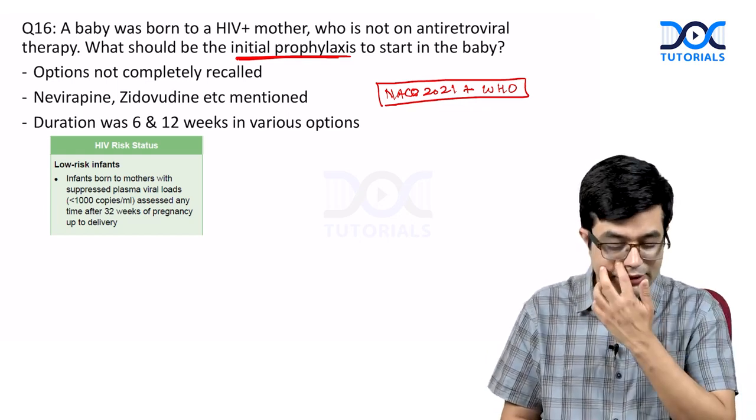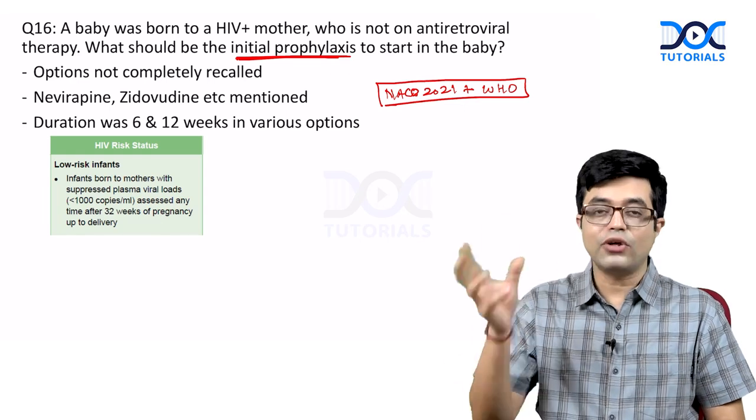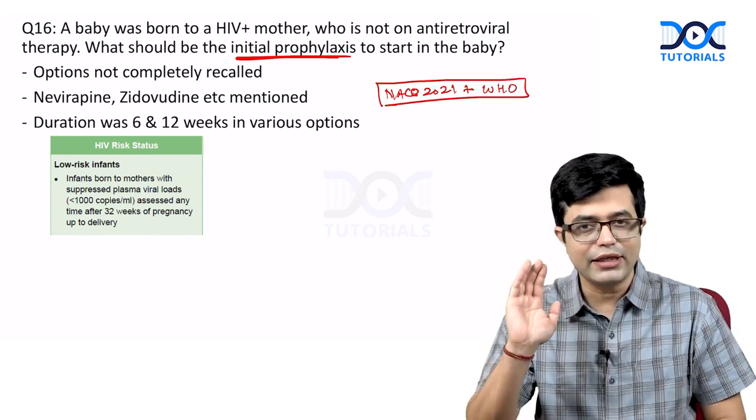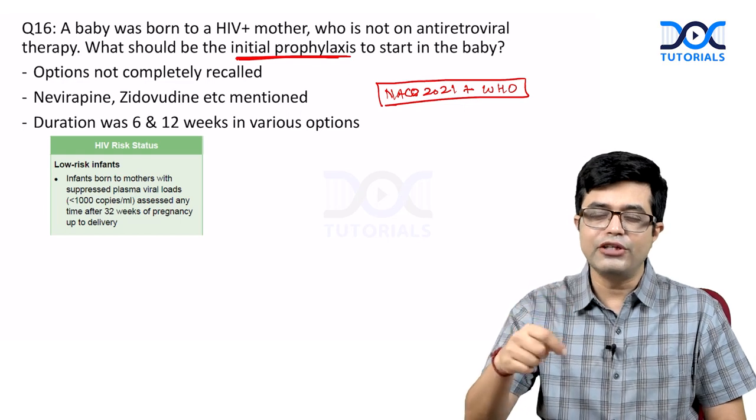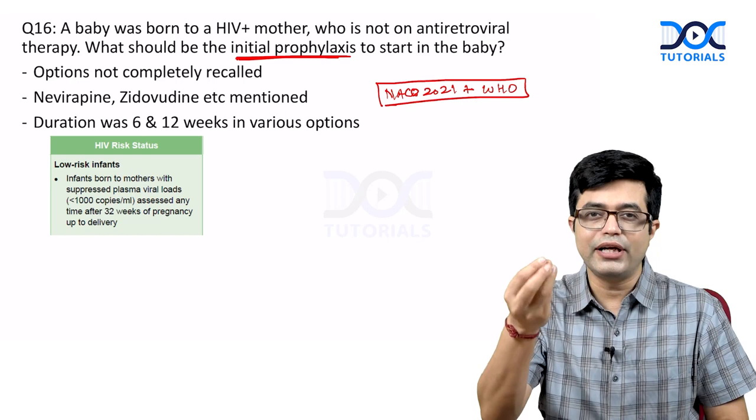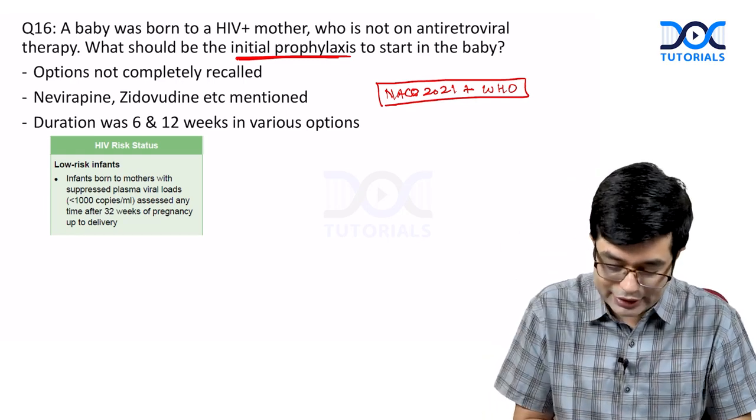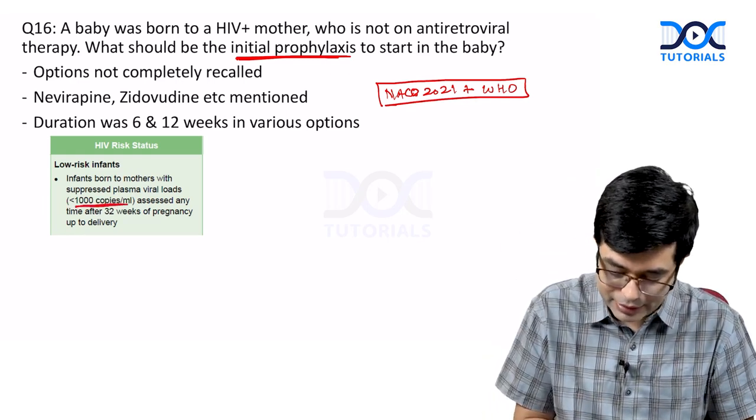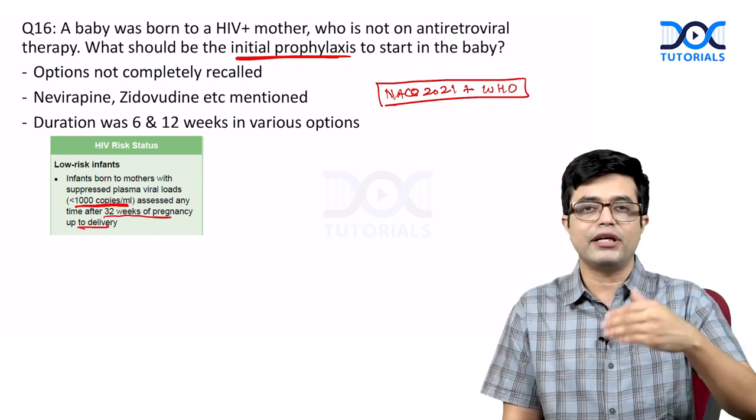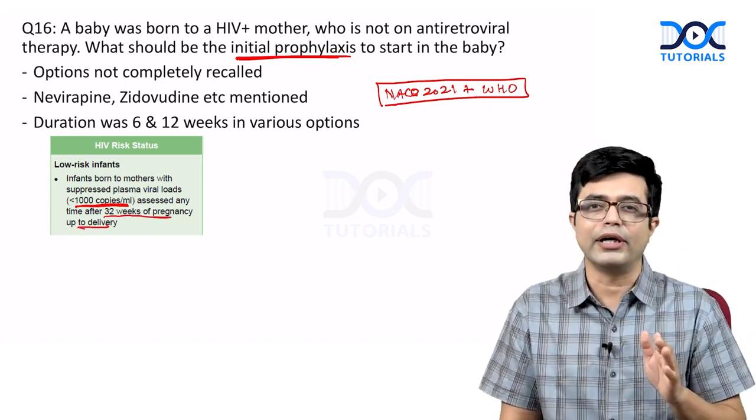In case the infant is born to a mother who is on antiretroviral therapy. So the mother is taking the antiretroviral agent, and at 32 weeks, when you checked the viral load, is the ART effective? You found that there were less than 1000 copies per ml anytime after 32 weeks of pregnancy up to delivery. So in these, the chances of transmission are low.